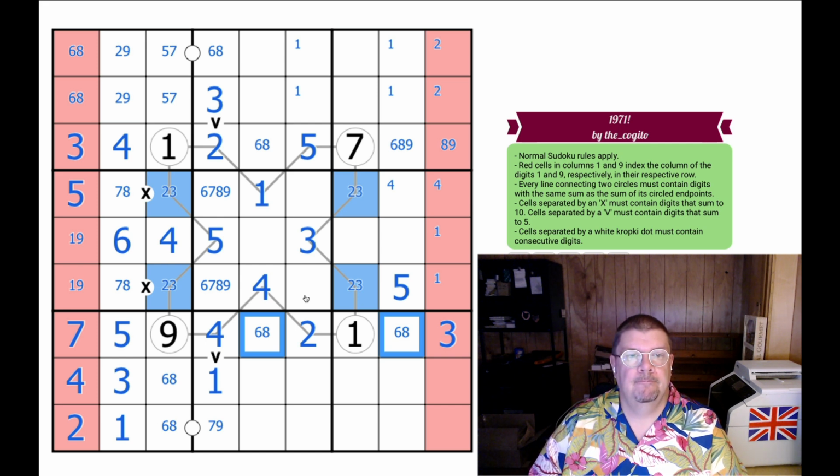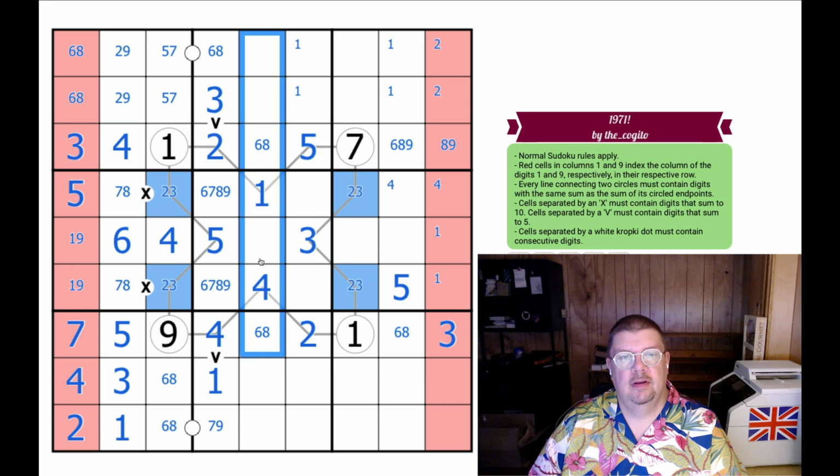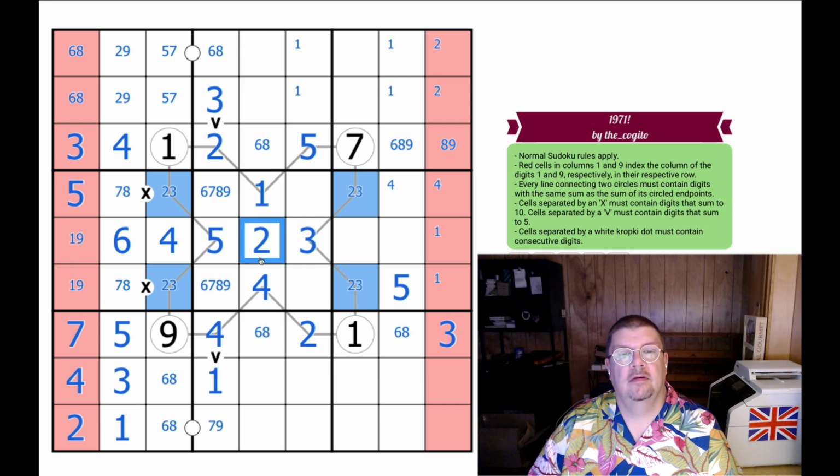Okay, where does 2 go in this column? It can only go here. That means these are from 6, 7, 8, and 9.